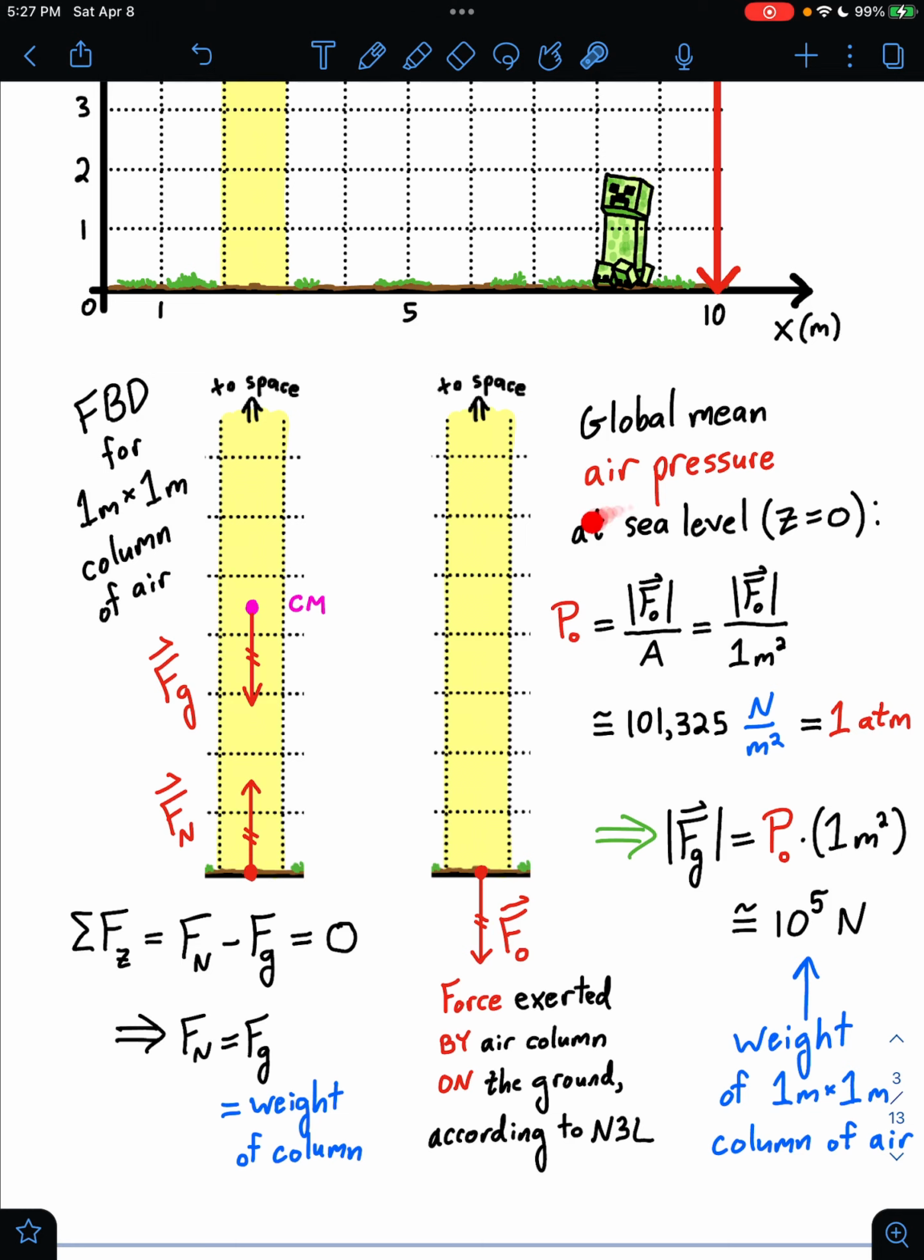The global mean air pressure at sea level, that is a height z of 0, is found by taking the weight of such a column of air divided by the cross-sectional area of the patch of ground on which it rests. So if we've selected a 1 square meter patch of air here, then we would compute that the pressure is equal to 101,325 newtons per square meter on average. This is the global mean air pressure at sea level, 101,325 newtons per square meter. We have a special name for this amount of pressure.